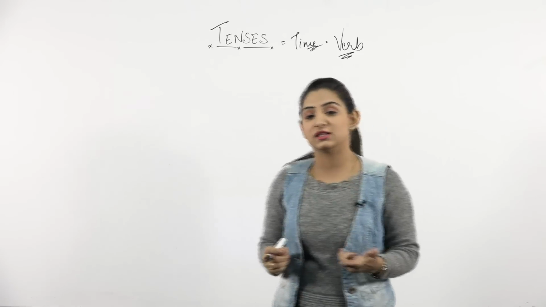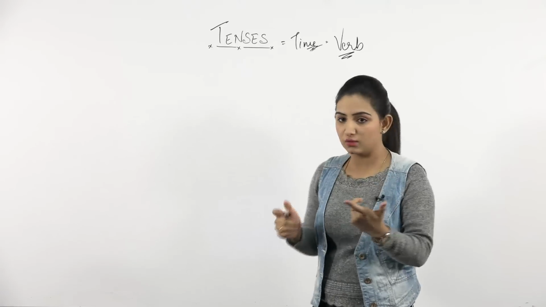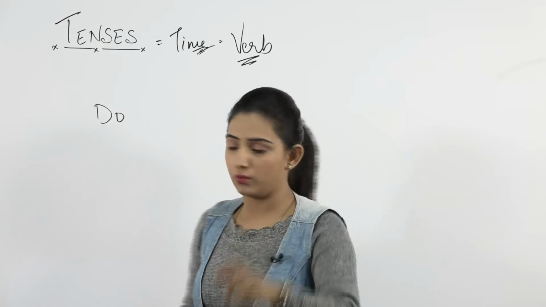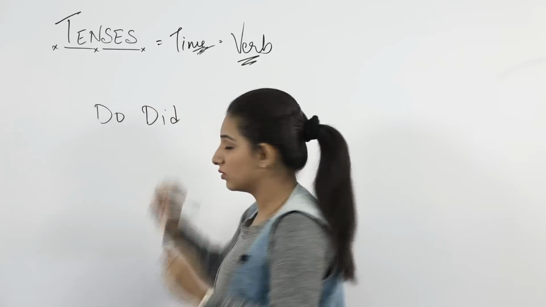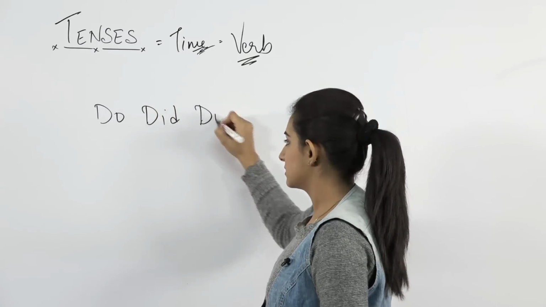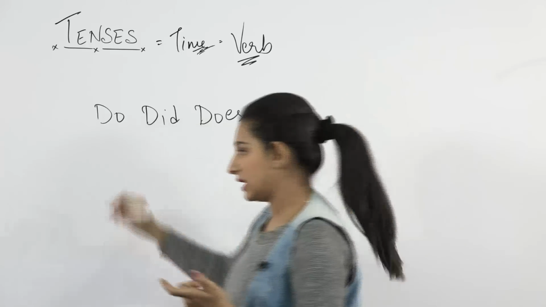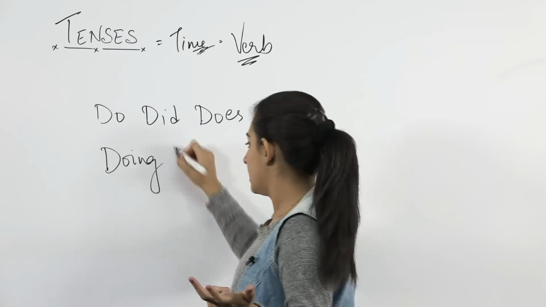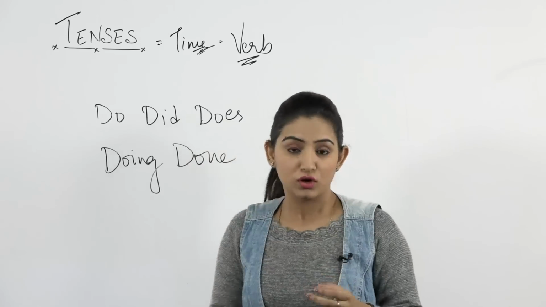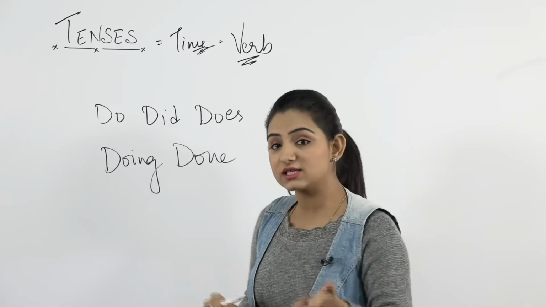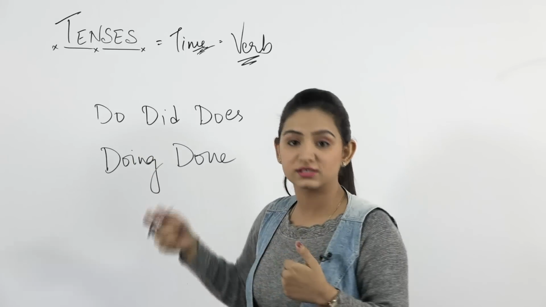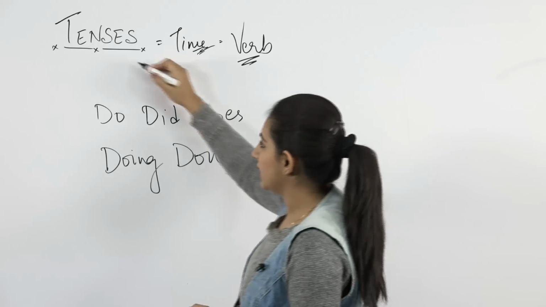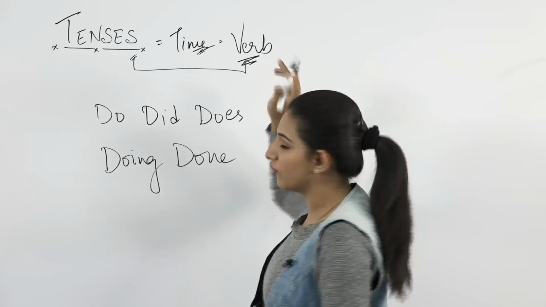Tenses use क्यों किए जाते हैं? If I give you one word, suppose if I give you do, this is one form of word. You can use do as did also. You can use it as does also. You can use it as doing also. And you can use this as done also. So आप एक ही word को कई तरह से use कर सकते हैं. एक ही verb को कई तरह से use कर सकते हैं. You can form different verbs through it. So what is tenses? It defines the time of a verb.